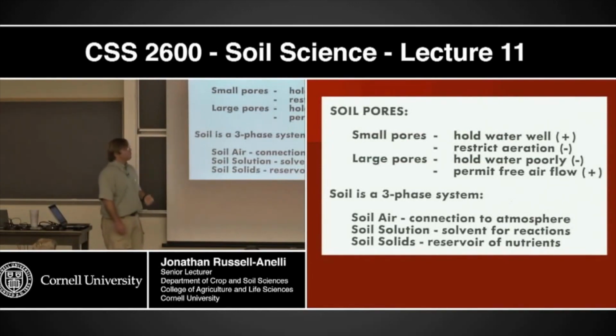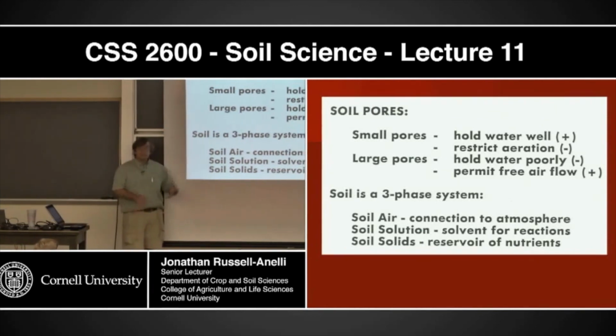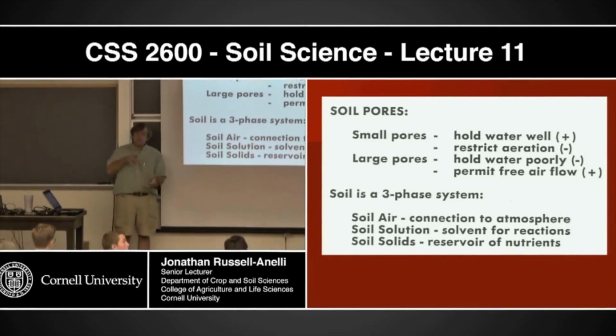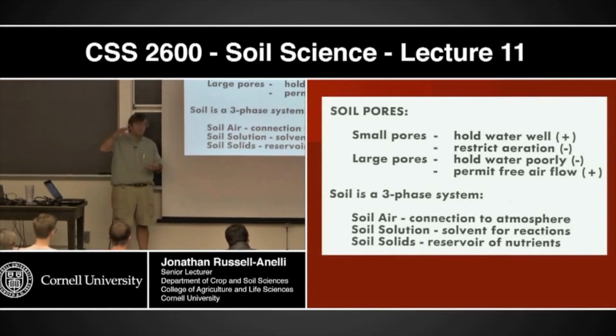Small pores hold water well. They restrict aeration. Large pores hold water poorly, and they permit the free movement of air. Okay? Take-home message here, after the idea that we're talking about infiltration in a nutshell, the soil is a three-phase system. The soil air connects to the atmosphere, the soil solution is the solvent for the reactions, and the soil atmosphere interacts with the rain, and then the soil solids basically act as a reserve for the nutrients. These are all interacting with each other. Okay, do we feel comfortable with this?